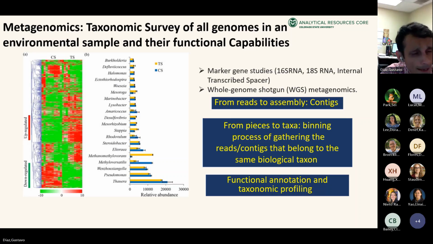So in general, what we can get from metagenomics is a survey of all genomes in an environmental sample or a human-related microbiome sample, and an idea of the functional capability.